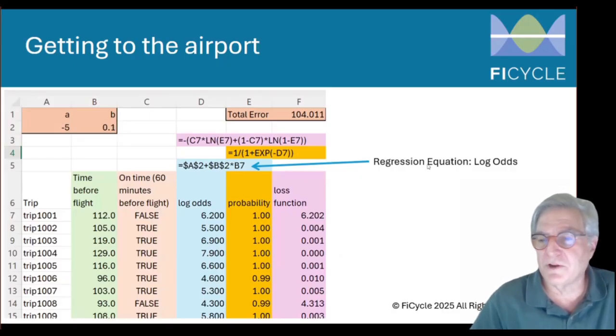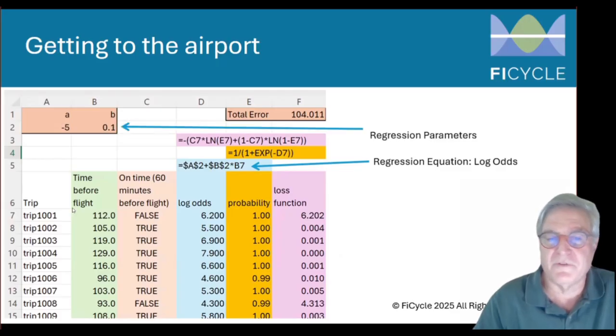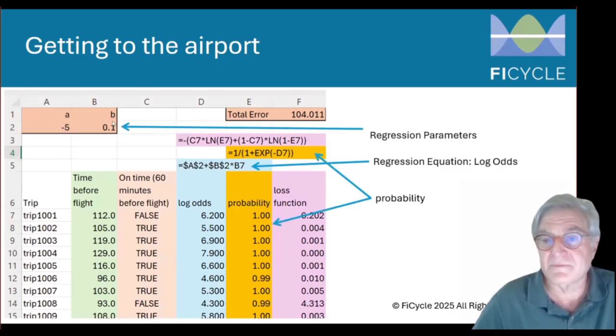And we're going to create our regression in log odds. So this is the log odds, which is going to be our values times the variable. And then we're going to have our regression parameters, which is our intercept and our slope. We're then going to use these equations that we know, ones that we studied before, to convert log odds into probability.